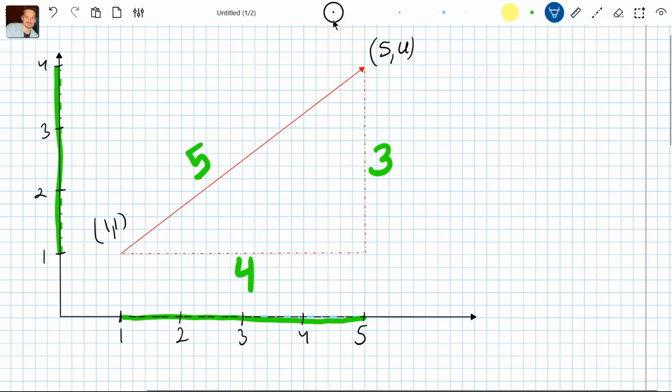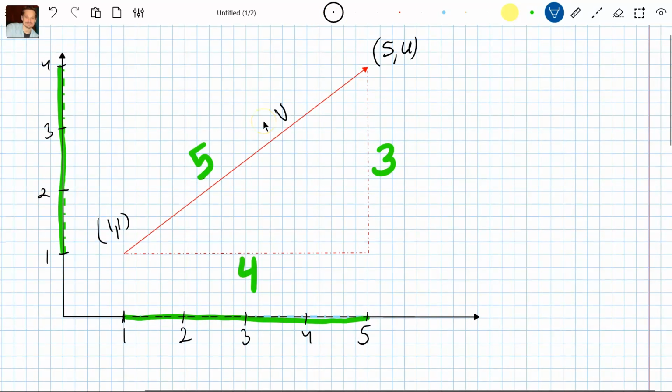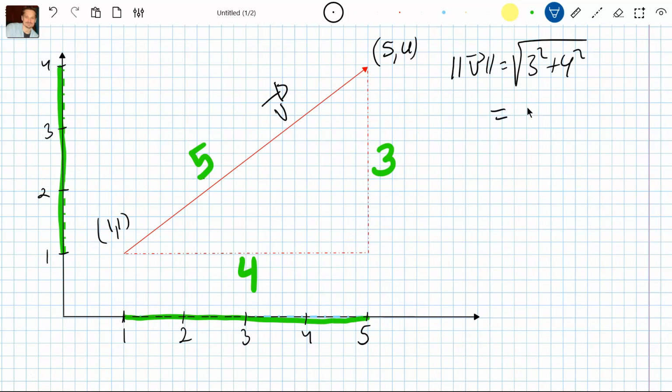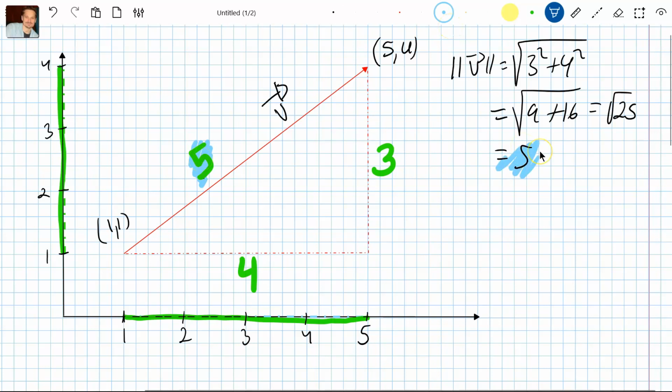Just as a reminder, let's call this the vector v. I could find its length by using the Pythagorean theorem, indicated by writing double bar v, which is the square root of 3 squared plus 4 squared. Let's work this out. This is 9 plus 16, which is the root of 25, which is then 5. So this confirms that the length of our vector here is 5. If you don't have grid paper, then finding it through a calculation is usually what you do.